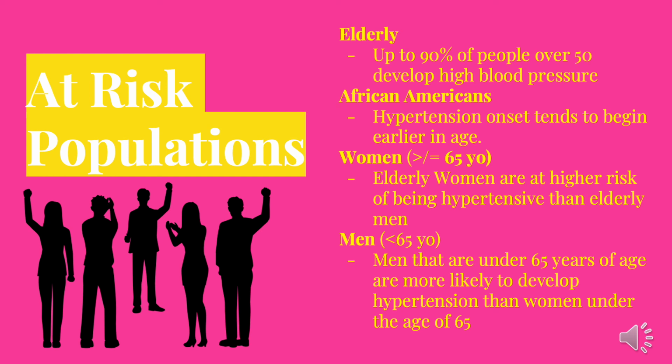Populations at risk for hypertension include the elderly. Up to 90% of people over 50 develop high blood pressure. African Americans, in whom hypertension's onset tends to begin earlier in age. Women 65 and older, so elderly women are at higher risk of being hypertensive than elderly men. And men under 65 years of age are more likely to develop hypertension than women under the age of 65.